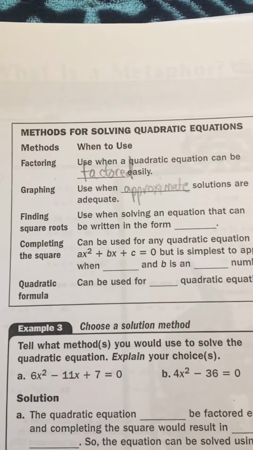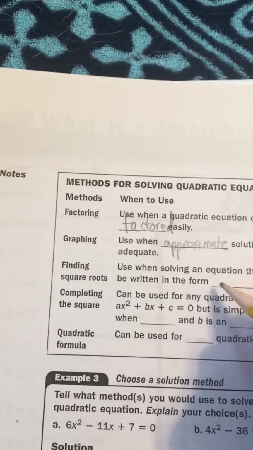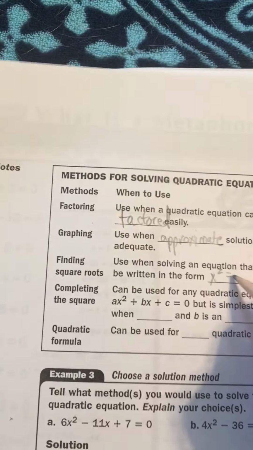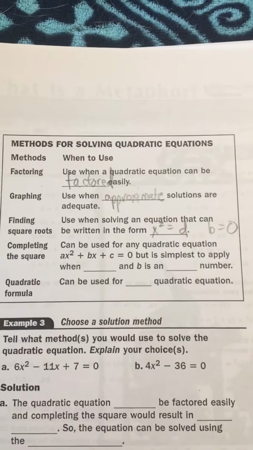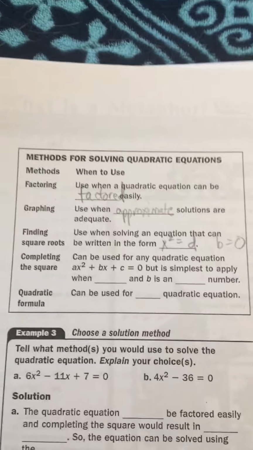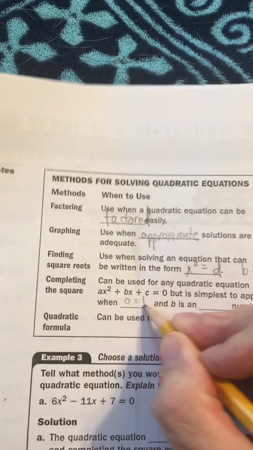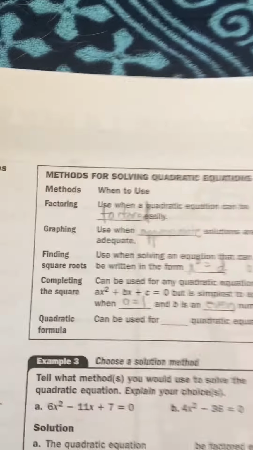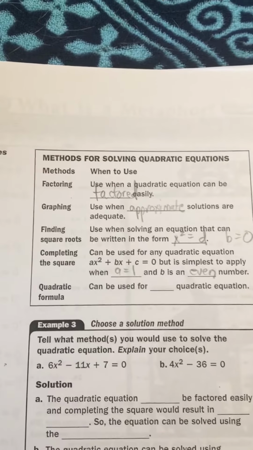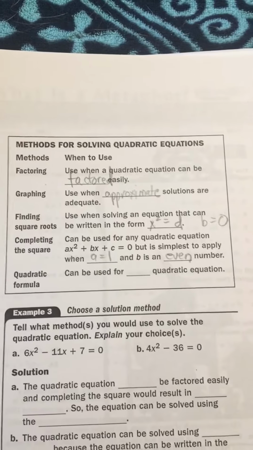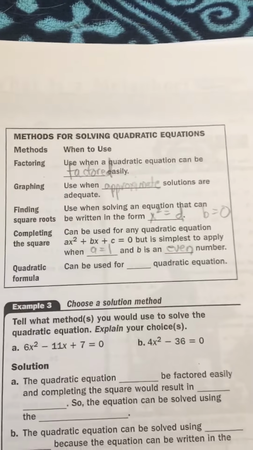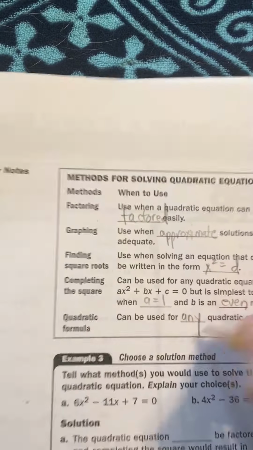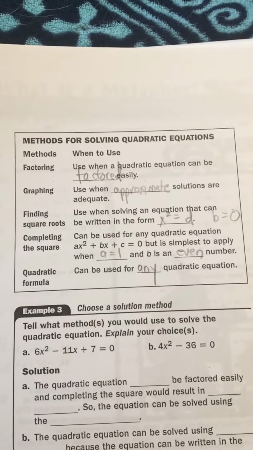Now, finding the square roots, you can do that, but only when it's in the form of x squared equals d, or in other words, b equals 0. And completing the square, it's best when a equals 1 and b is an even number. Because when a isn't 1, you have to divide the whole equation to get a equal to 1. And when b is not an even number, when you divide it by 2, it gives you fractions and it's not friendly. But you can use a quadratic formula for any quadratic equation, okay?